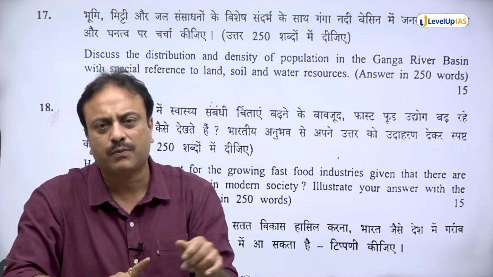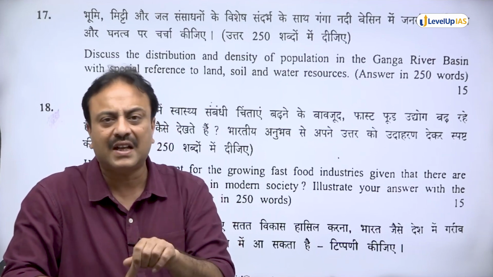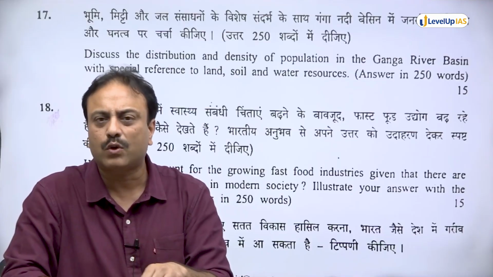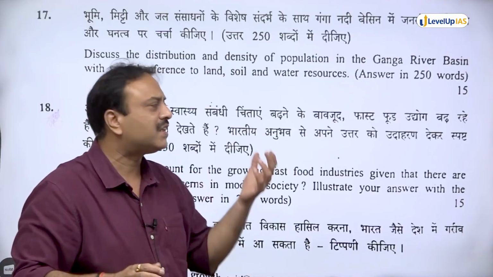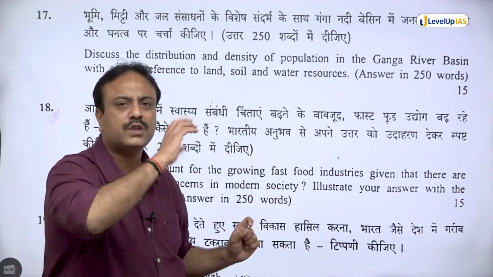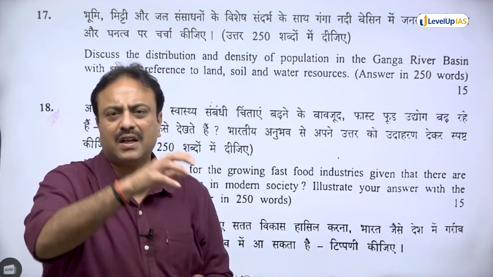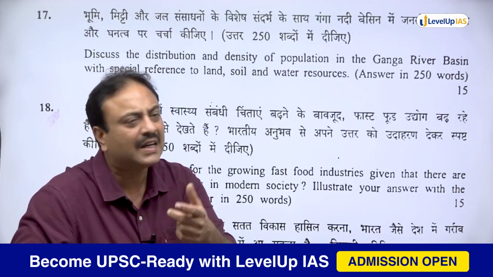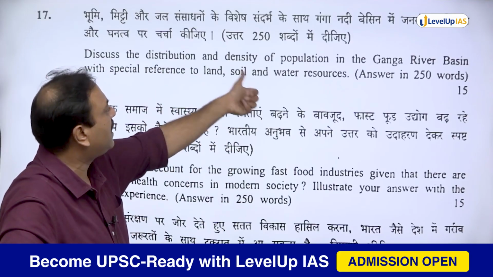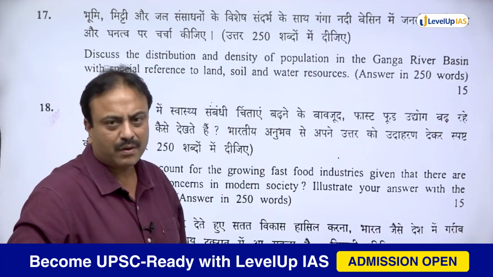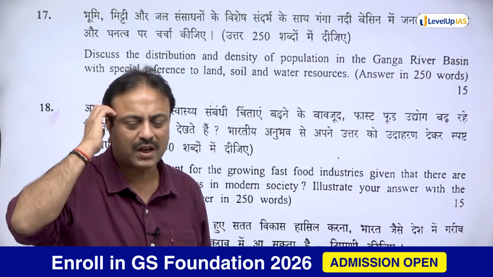It is fresh water, so fresh water is not a constraint. Land is flat, and you have soil that is suitable for agriculture. That provided synergy to this region as a major hub for human settlement, and that adds to the distribution and the density of population in the Ganga river basin, right? This is one particular aspect.